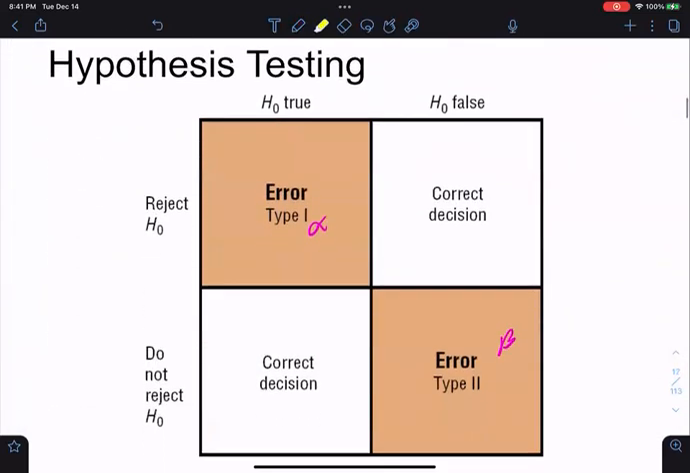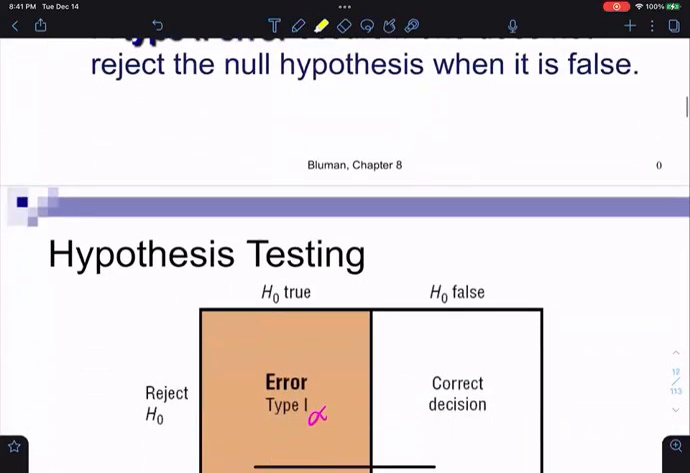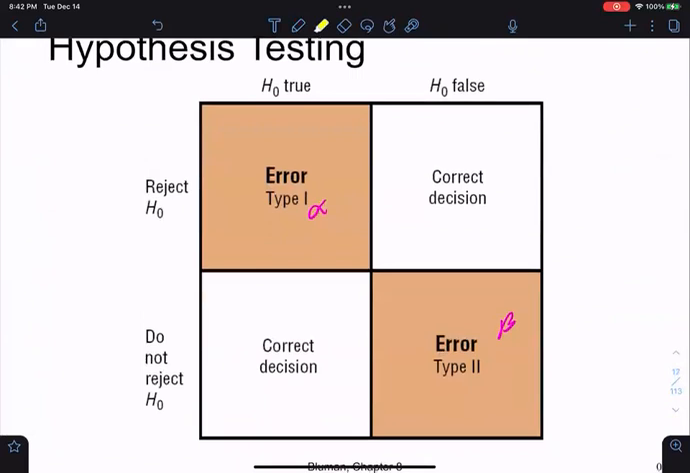So here you have hypothesis testing. Reject when it's false, right? I'm sorry, reject when it's true is a type 1 error, and fail to reject when it's false is a type 2 error, right? Again, these are referred to as alpha and beta. Type 1 error is alpha, type 2 error is beta. Remember, this is a false positive, okay? And this is a false negative, okay? Like they say here, reject when it's true, that's a type 1 error. Fail to reject when it's false is a type 2 error, right?